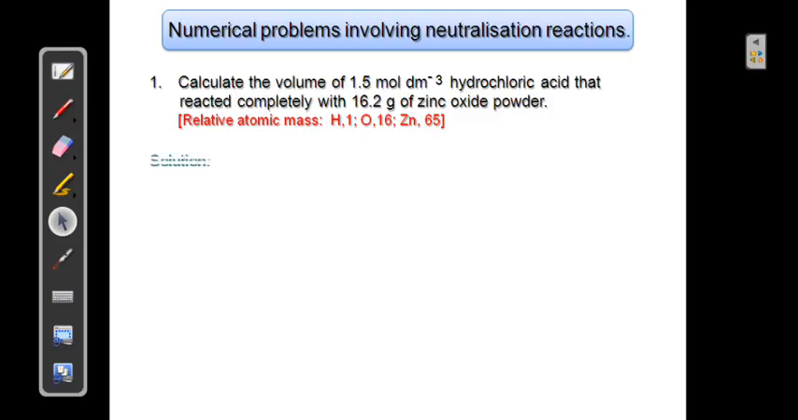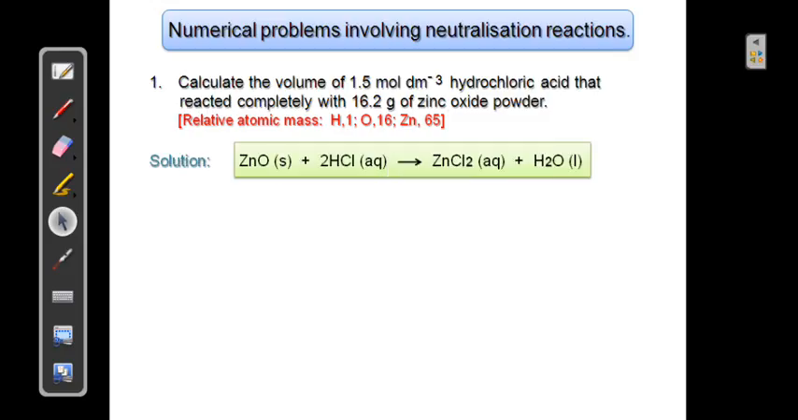So the solution here will be, first, just write the equation. That's the first thing you need to identify. So zinc oxide, which is ZnO, which is solid, you need to add to HCl. So here you have 2 HCl equals. Why do you need 2? Well, there is a reason why you need 2.